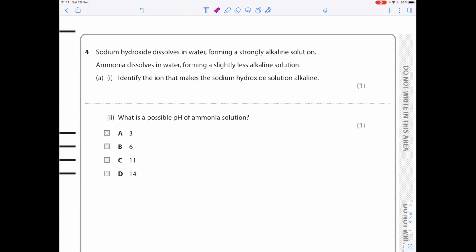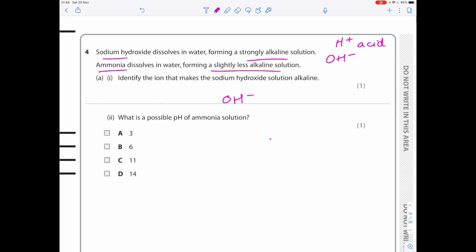Question 4. Sodium hydroxide dissolves in water, forming a strongly alkaline solution. Ammonia dissolves in water, forming a slightly less alkaline solution. Identify the ion that makes the sodium hydroxide solution alkaline. So remember, H+ ions form acids, OH- ions are responsible for alkalis. You could also write hydroxide.